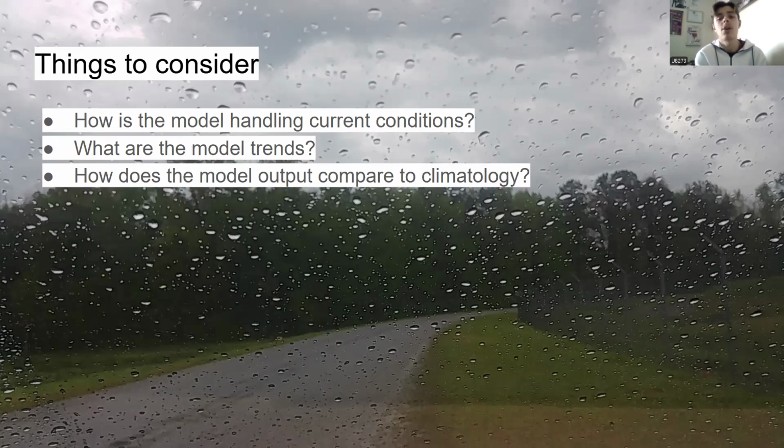The last thing that we're going to talk about, things to consider. How are the models handling the current conditions? What are the model trends? And how does the model output compare to climatology? These are some things that we're going to want to use to determine if a model is a good choice for a certain situation.